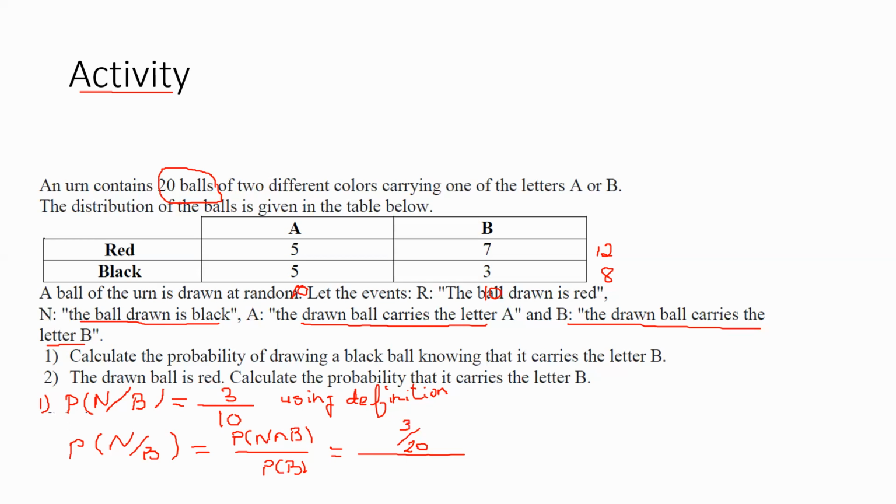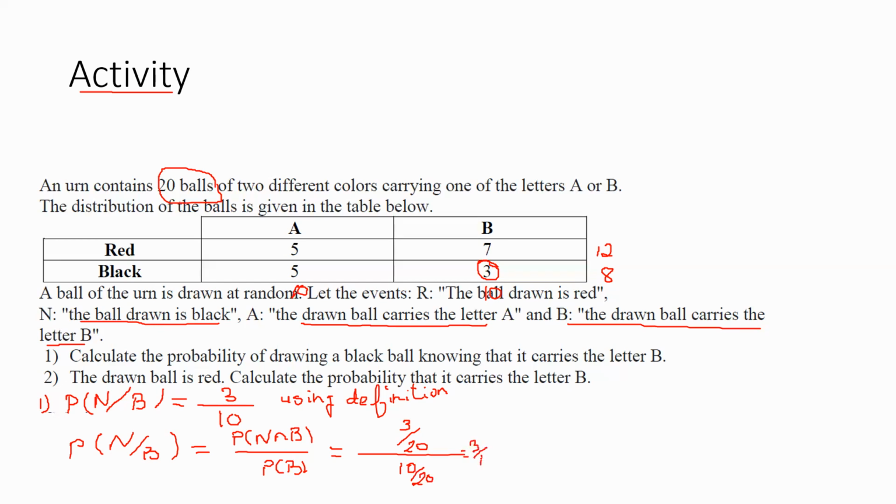Why the intersection? The probability is possible over total. The total is 20 because I have 20 in all. N intersection B means black and carries the letter B; they count up to 3. Over probability of B, meaning it carries the letter B. How many balls carry the letter B? 10, over 20. We get 3 over 10.